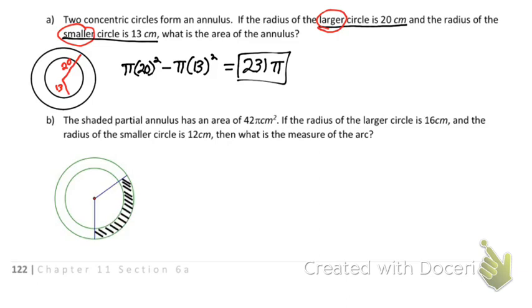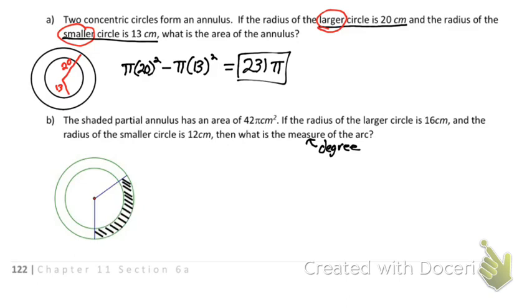Okay, our next one's a little more difficult. It says the shaded partial annulus has the area 42 pi centimeters squared. If the radius of the larger circle is 16 centimeters and the radius of the smaller circle is 12 centimeters, then what is the measure of the arc? I'll specify this on the test, but I'm looking for the degree measure in this case.